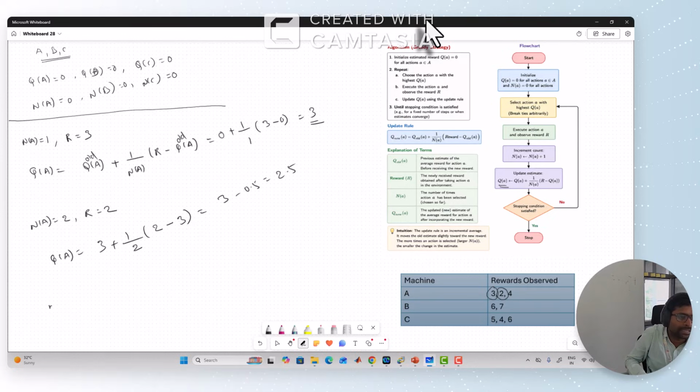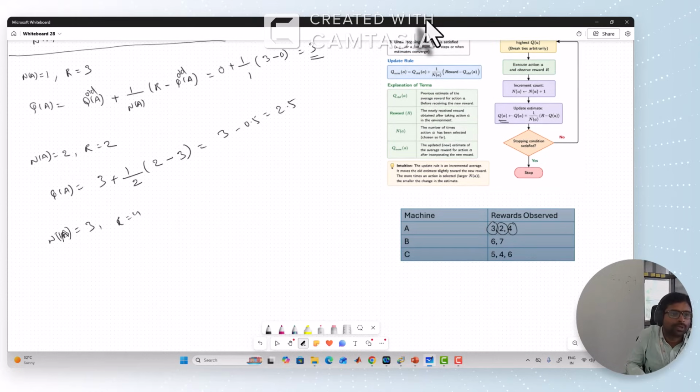Now coming to N of A, I took the third one, that means the third play condition. So N of A, that's number of plays, equal to 3 and reward equal to 4. Now what is the Q of A value? Q of A equal to old Q of A. What is the old Q of A value?